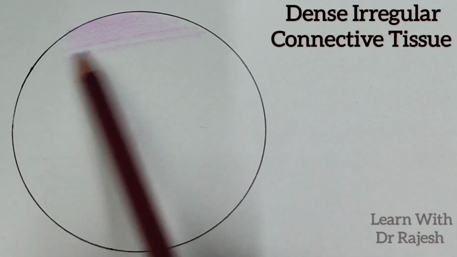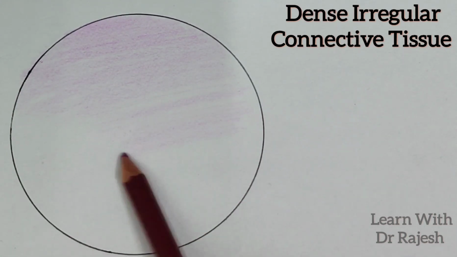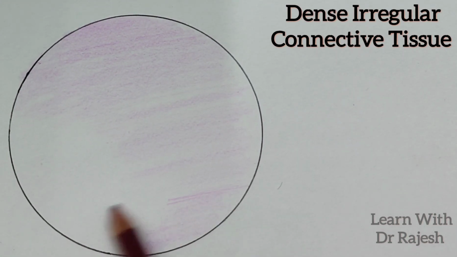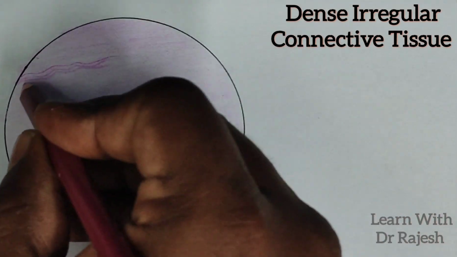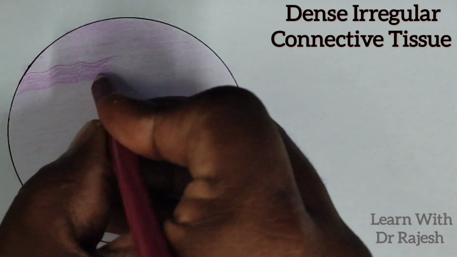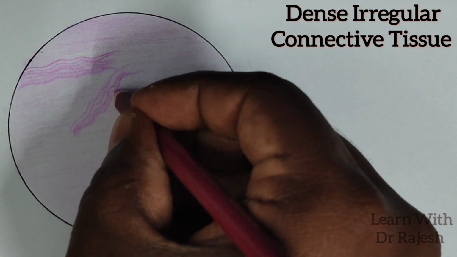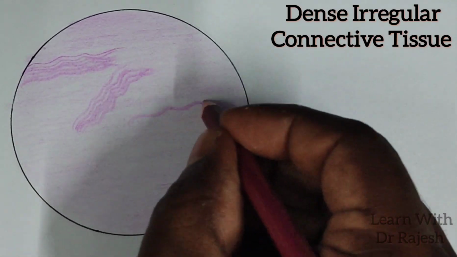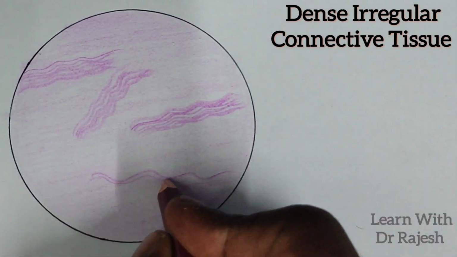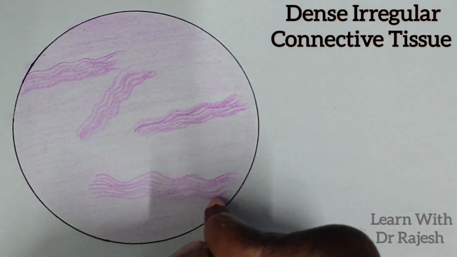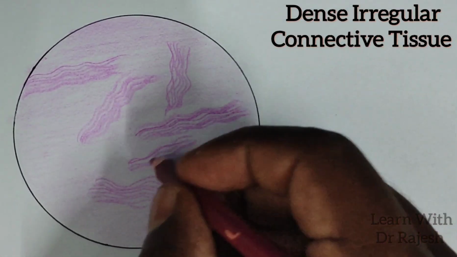Next, let's draw the dense irregular connective tissue, where in the same way we have to shade the entire field, which represents the ground substance. Here also we are going to draw the collagen fibers. The only difference is in the arrangement: the collagen fibers here are arranged in different directions. So some are parallel, some are vertical, some are horizontal, and some also run transversely.